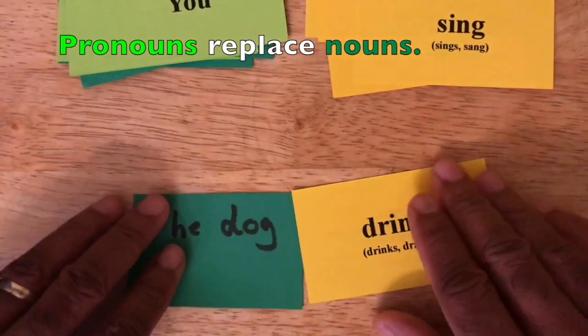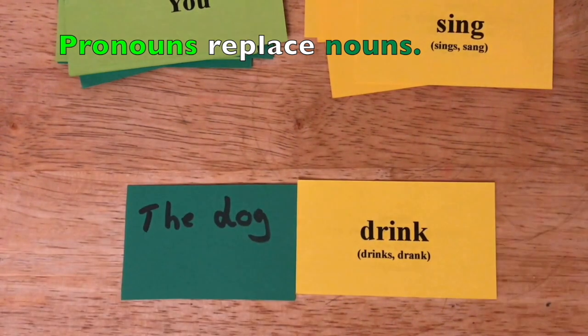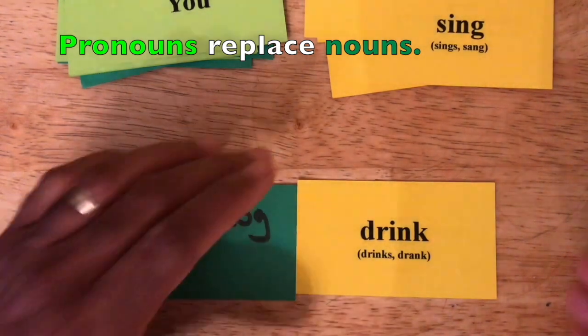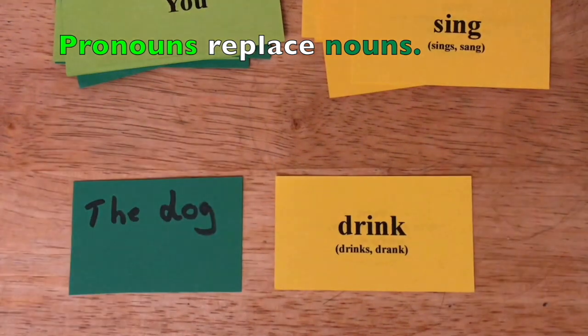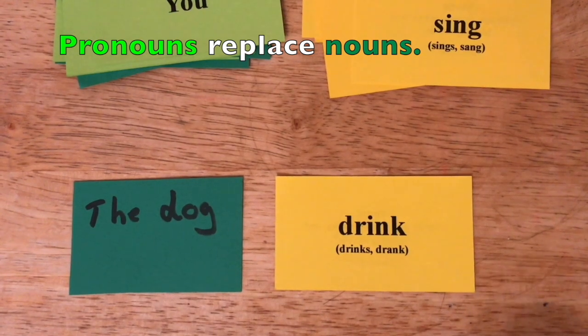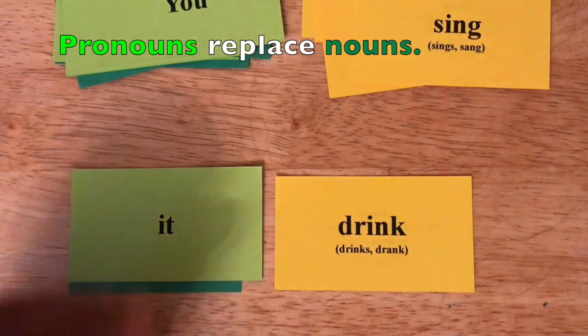The dog drank the water because he was thirsty. The dog, I'm going over here for a second. The dog drank the water. Great sentence. Now, what can I replace the term the dog with? Well, yeah, I can say it, because the dog is well, it's not a person, right? So it's a thing. So I can use the pronoun it to replace it. It drank the water. It drank the water.